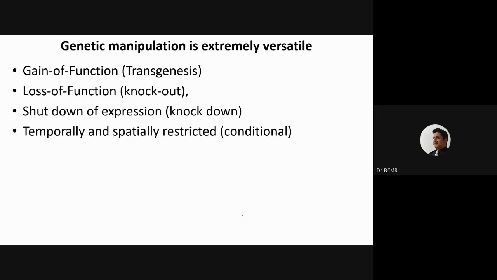So when we perform these genetic manipulations, there are three types we have to think of. One of it is gain of function. We call it transgenesis. That is also called knock-in. That means you are putting in a gene. If you're putting in a gene, you call it knock-in and transgenesis.